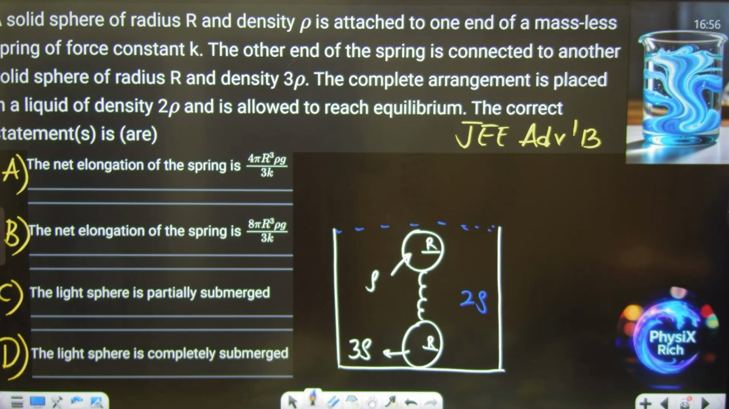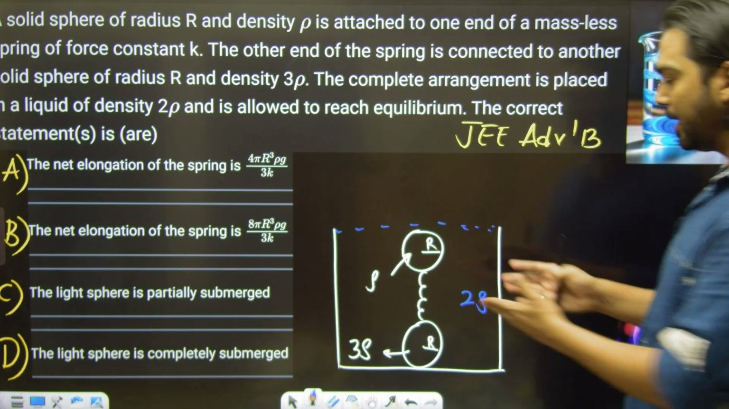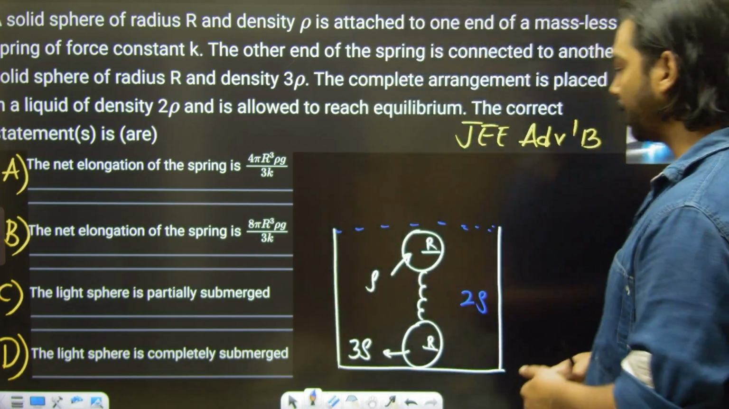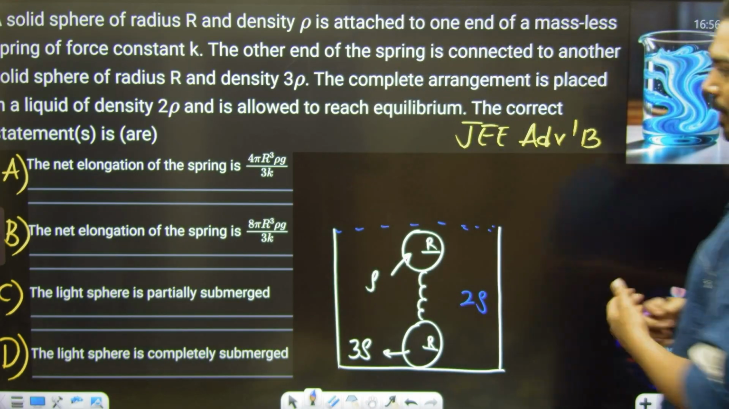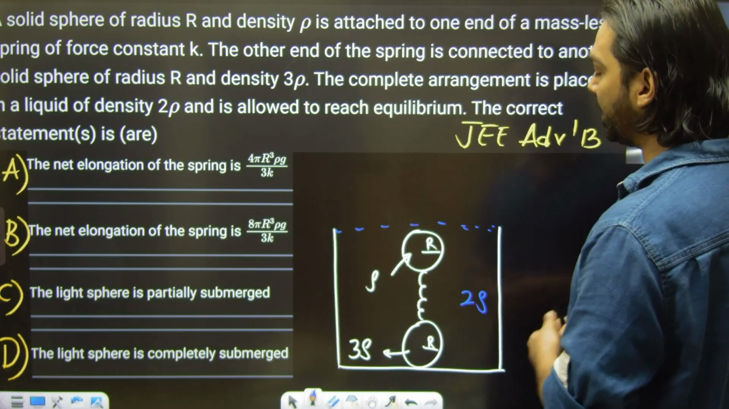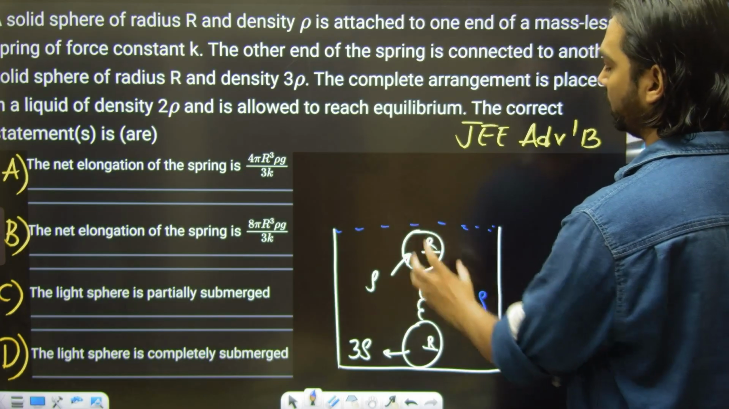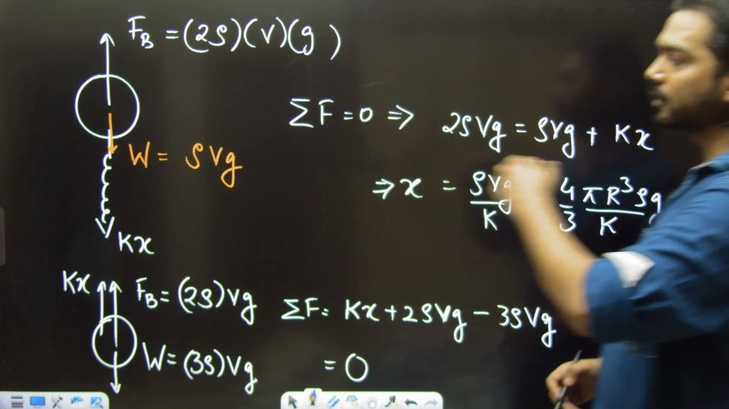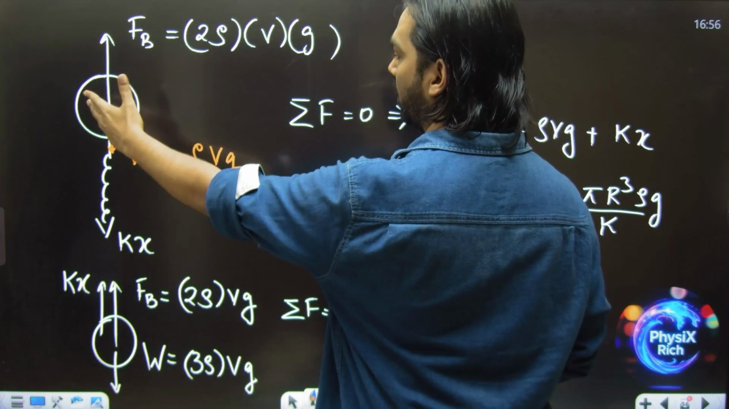So what are the correct statements? I am supposed to analyze this situation and think about what's going to happen in this case. So guys, what is the best way to go? The best way to go is that we find the FBD of both of these. So let's draw the FBD of the smaller block.